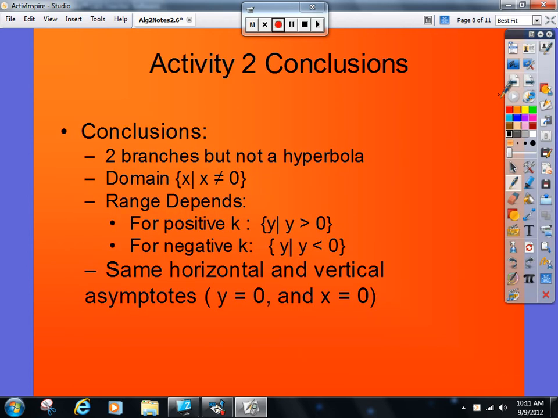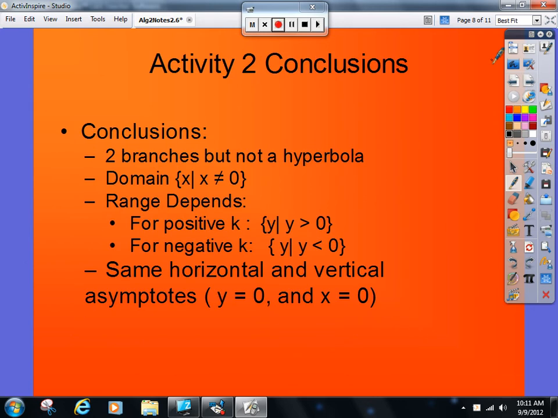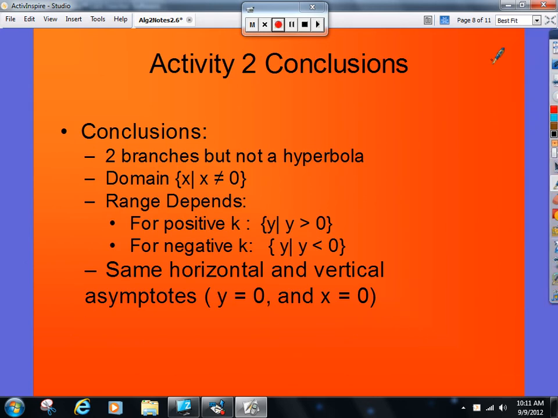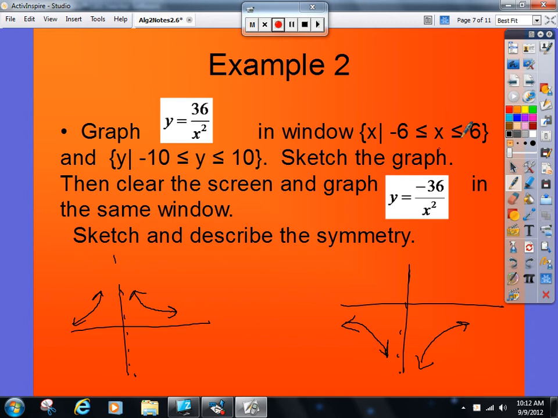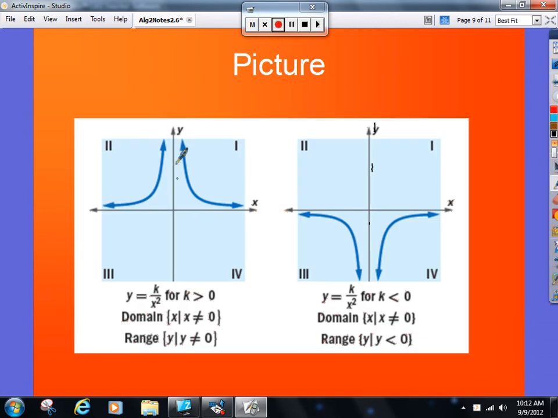Okay, here are your conclusions after doing activity 2, talking about the inverse square curves. There's still 2 branches, but it's not a hyperbola. It is an inverse square curve. The domain is very similar. Again, x cannot equal 0. The range is different here. Go back. Oh, go forward, I mean. I can go up forever, but I can't go down forever.